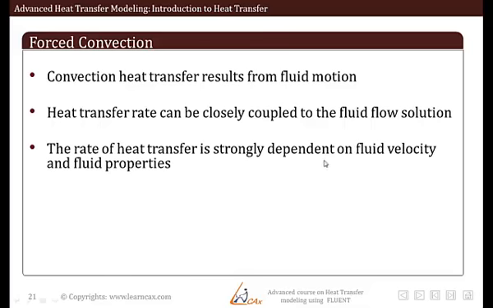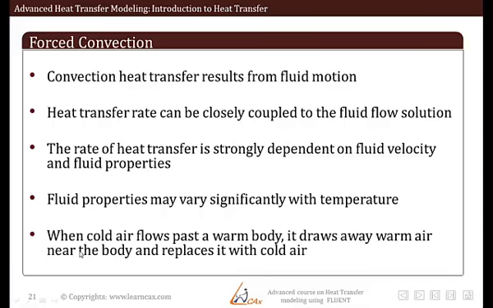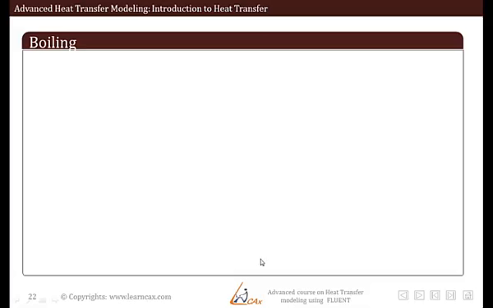The rate of heat transfer is strongly dependent on fluid velocity and fluid properties, and there are empirical relations also for the same. We have fluid properties which may vary significantly with temperature. So in convection heat transfer, the heat transfer coefficient on which the forced convection rate depends is also dependent upon change of fluid properties with temperature. And whenever we have cold air flowing past a warm body, it draws away warm air near the body and replaces it with cold air. That was an example of forced convection.